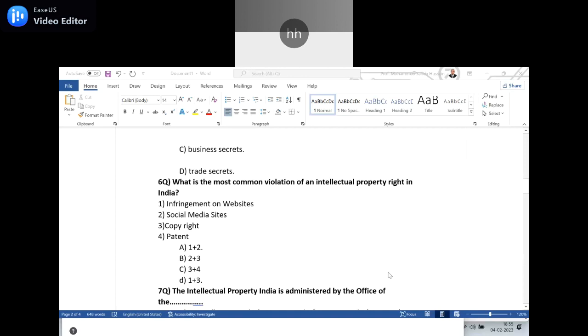Sixth question. What is the most common violation of intellectual property right in India? Number 1, infringement on websites. 2, social media sites. 3, copyright. 4, patent. Option A, 1 plus 2. B, 2 plus 3. C, 3 plus 4. D, 1 plus 3. Option A, 1 plus 2 is the right answer. The most common violations are infringement on websites and social media sites. Copyright violations are very few and patents are also very few.